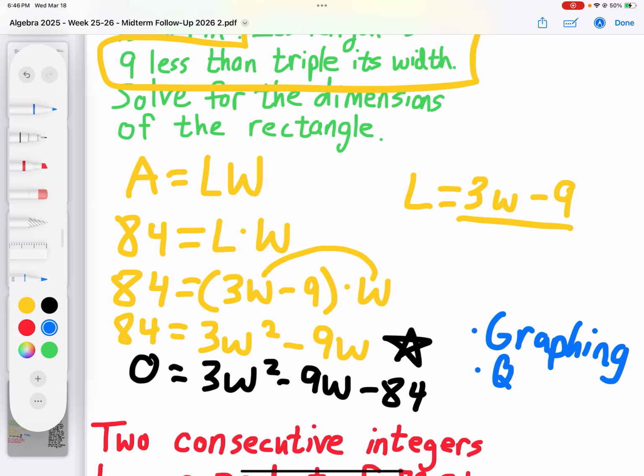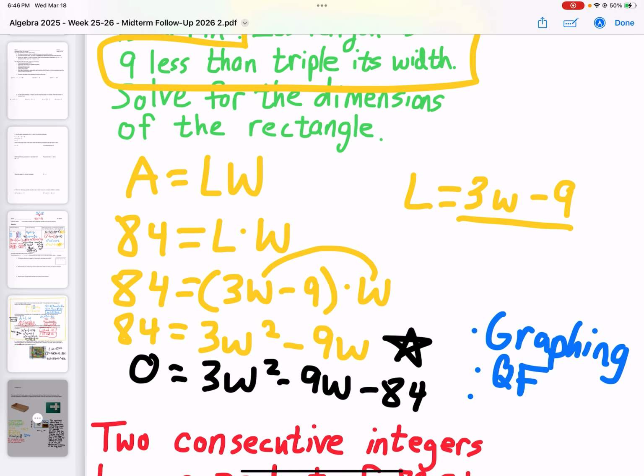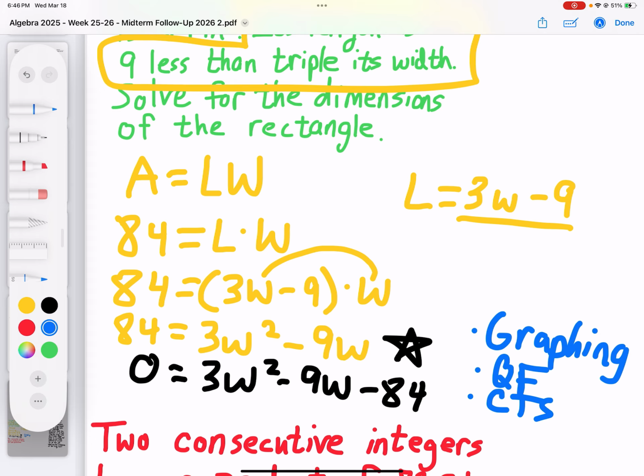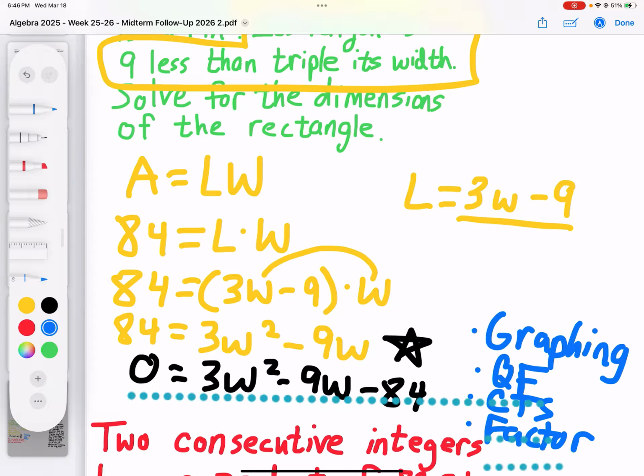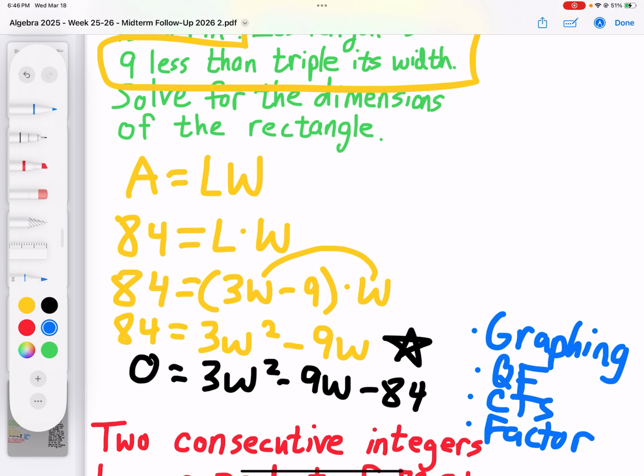You could solve that by quadratic formula in your sleep. You could divide everything by 3. It would be a little gross because that would be -3, but you could complete the square from there. And then as of this week, I think the focus has largely been factoring. Great. So I'm going to complete this by factoring. So I'll come up here so that it won't yell at me. I'll complete this by factoring.